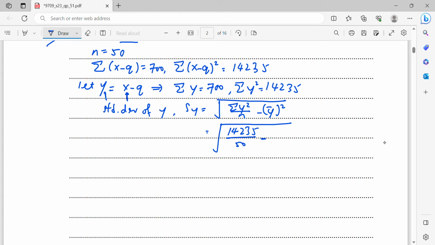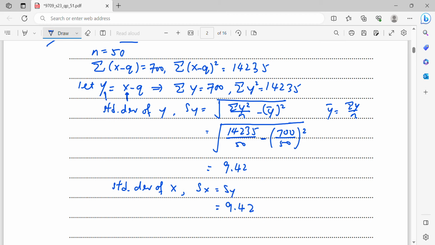Then y bar is summation y over n, so it will be 700 divided by 50, and then you square it. From here, you will be getting 9.42. Now, basically, the standard deviation of x, which is sx, will be the same as sy, which is 9.42. Okay, so that's all for the first part of this question.